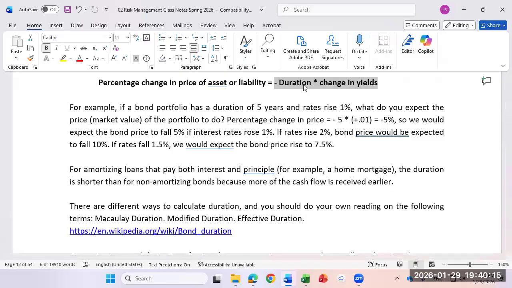I had a boss, one of my bosses in finance, he used this formula all the time. Oh yeah, that's going to fall about 3.7%. He knew the duration. He could do it really quickly in his mind.